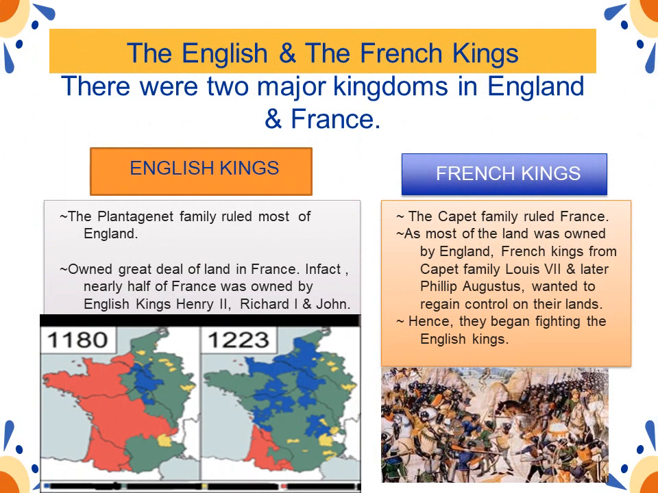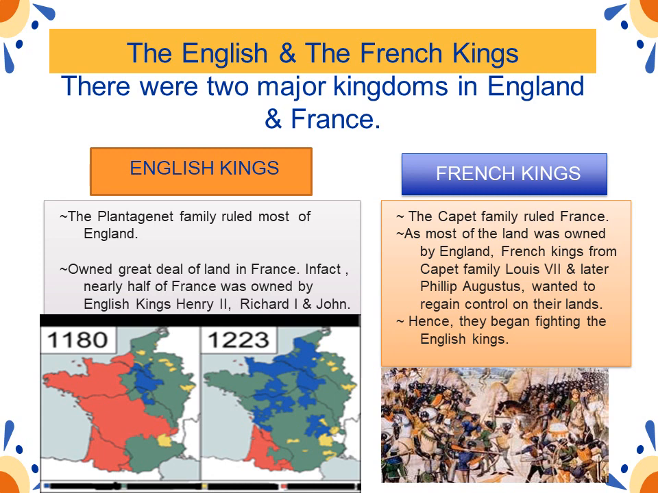Now let us see the background, why they did not get along with each other. These were the two major kingdoms in England and France. One was the Plantagenet family, and this Plantagenet family ruled most of England. They owned a great deal of land even in France. In fact, nearly half of France was owned by these English kings, that is Henry II, later on Richard I, and then his successor John.